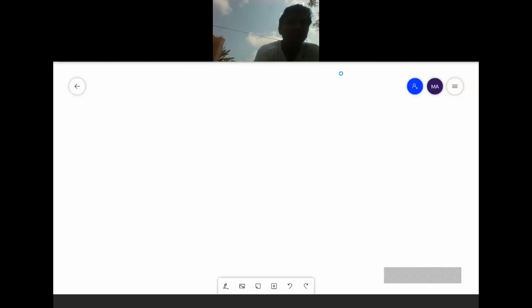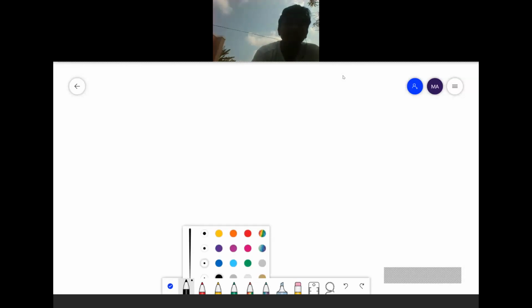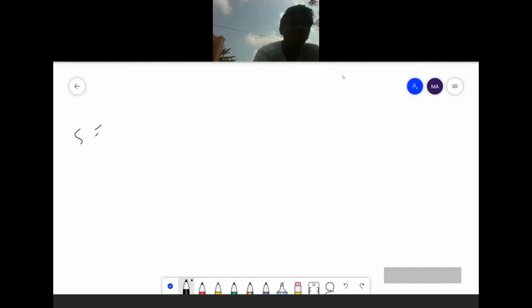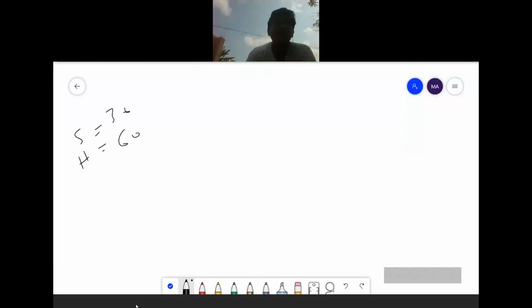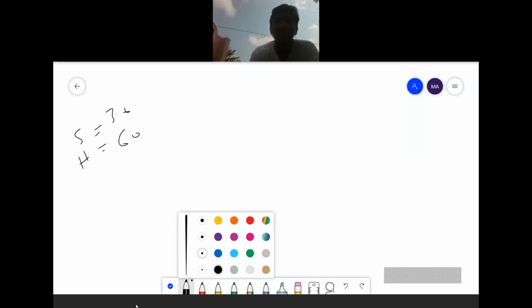So here he has given the base side of the hexagon as 30 mm, and axis height as how much? Axis height is given as 60 mm. So first I will construct a hexagon with the given dimensions.